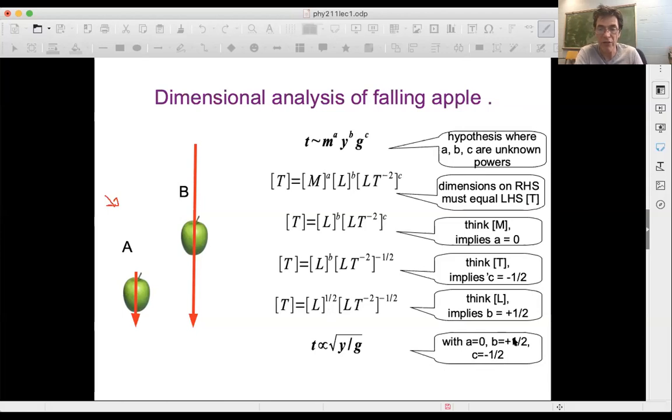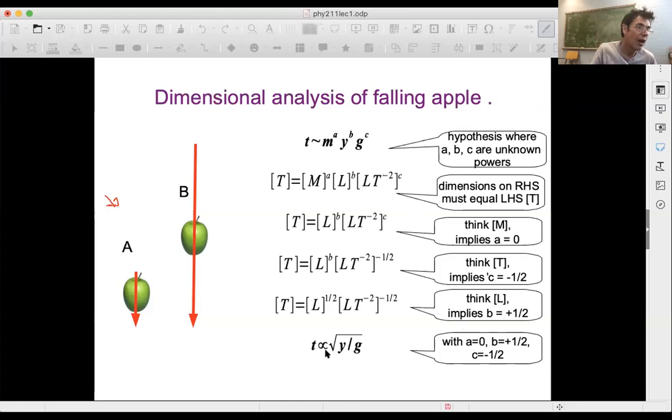So we end up determining the three values of the three powers, A, B, and C. A was 0, so there's no dependence on mass. That was my conclusion down here. B is a half, so it depends on the square root of the distance fallen. That's my conclusion here. And then C is -1/2. So it depends on the -1/2 power of the acceleration of gravity. And that's what's expressed here.